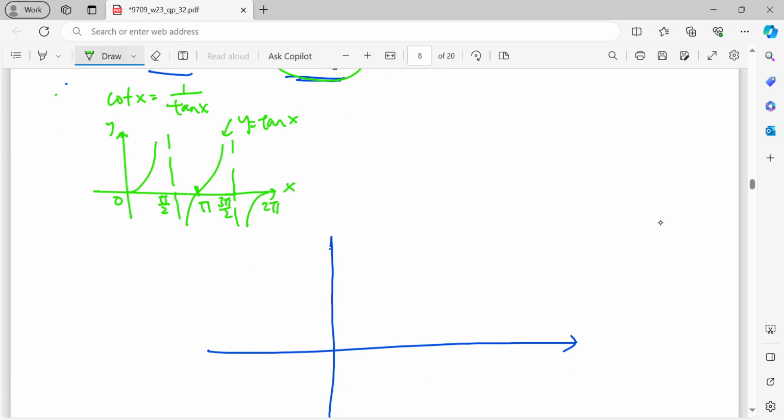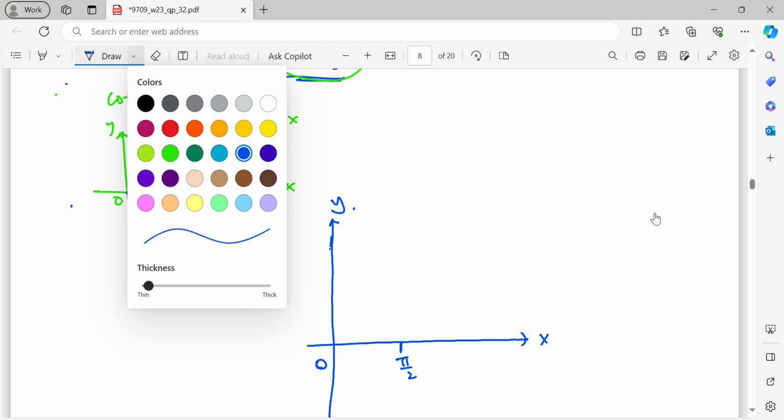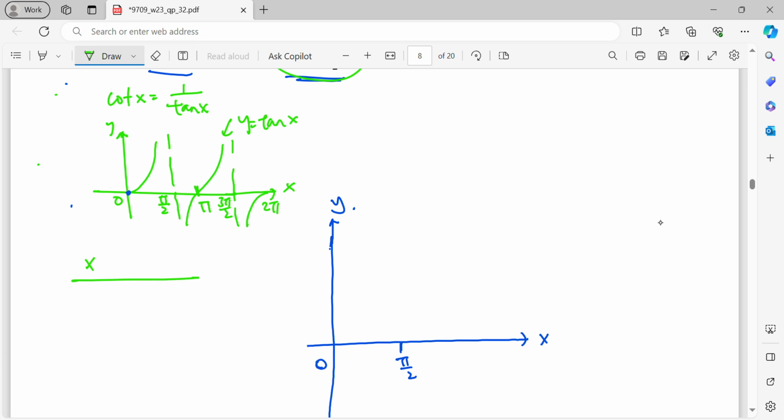That means now, I will label, here is 0, this is half pi. So I will just sketch up to half pi. And then, here is my graph. When x is 0, tangent x is 0. So cotangent x is 1 over tangent x, means 1 over 0 is infinity.